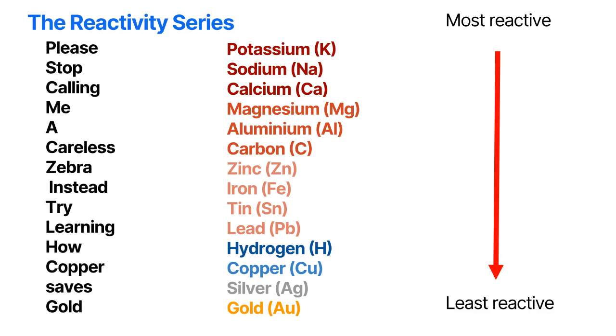Let's summarize the order from the most to the least reactive. Potassium, sodium, calcium, magnesium, aluminium, carbon, zinc, iron, tin, lead, hydrogen, copper, silver, gold.